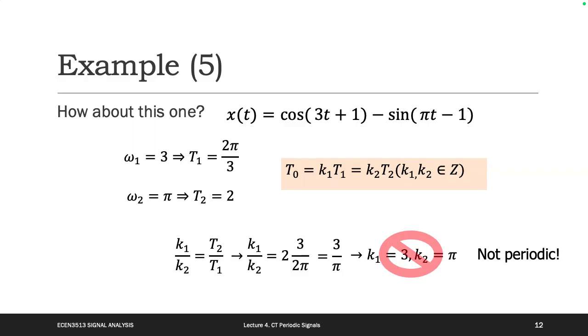Okay. Any questions so far? So when you find the period for some signals, you need to pay attention, because some signals are not periodic. Okay, let me ask you another tricky question. Is this signal, cosine 3t plus 1, a periodic signal?